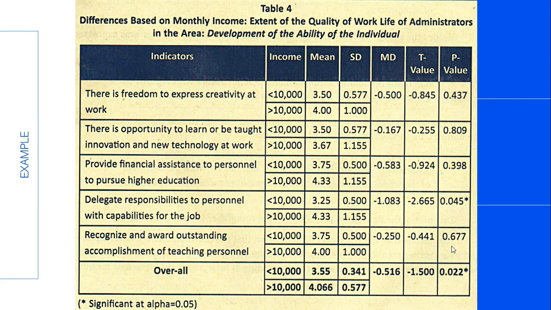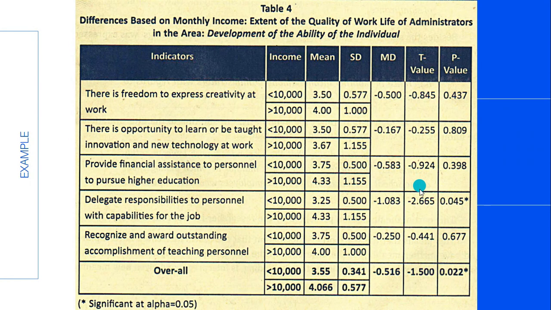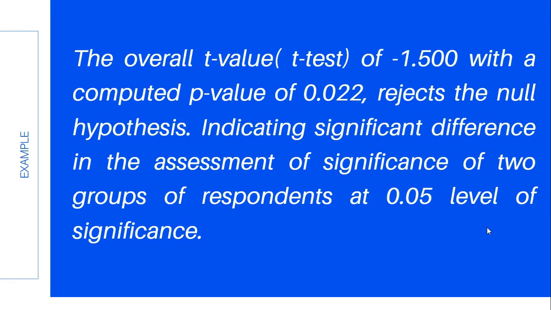So, take note of the overall numerical data in the column with the heading t-value. So, this is the column for t-value and the column with p-value. So here is the column for p-value. It reads: the overall t-value or t-test of -1.5 with a computed p-value of 0.022 rejects the null hypothesis, indicating a significant difference in the assessment of the two groups of respondents at the 0.05 level of significance.